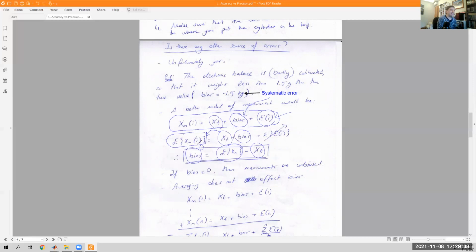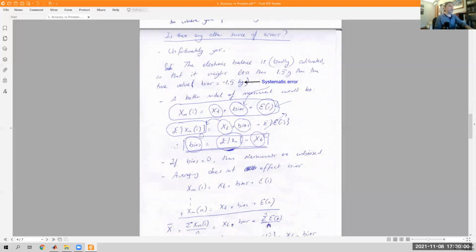If this is 0, my measurements are symmetric around the true value. On the other hand, if this is not 0, some positive or negative value, for instance like this one, where it weighs less than 1.5 kilograms, so this is the true value, I expect this value to be less than the true value by 1.5 grams. Therefore, the bias is going to be 1.5.